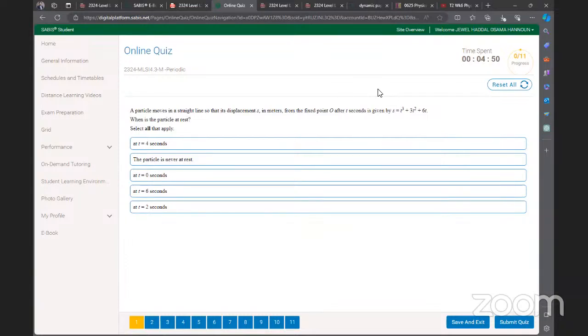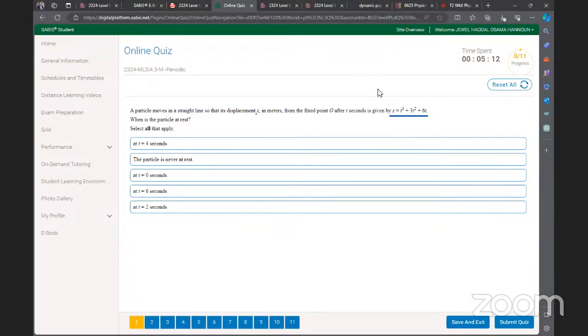A particle moves in a straight line, so the displacement s in meters from the fixed point O after t seconds is given. Okay, so this is a displacement. That's the first thing. When is the particle at rest? It means you have to get the velocity.